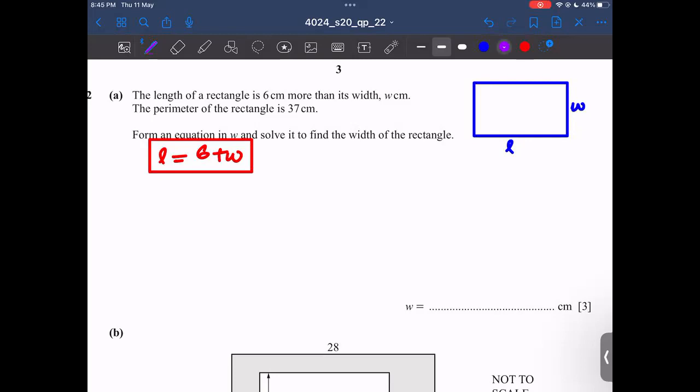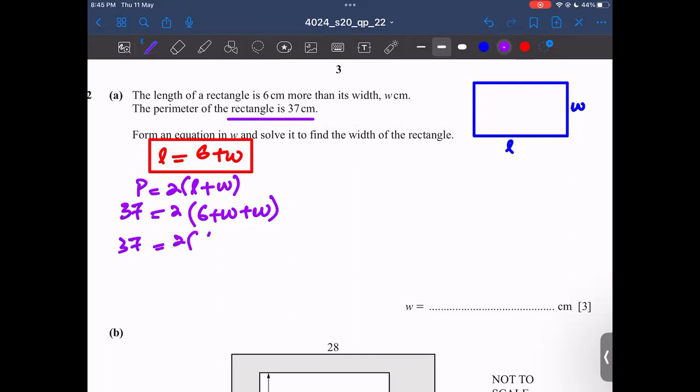So if you want to have an equation in W, they have given you the hint, that is the rectangle perimeter, that is 37 centimeters. The perimeter of the rectangle is 2 times length plus W. So I'm just going to put the value of length, that is 6 plus W, so that the whole equation remains in the W form. And I'm going to put the value of P as 37. After simplification, I'll get 6 plus 2W here.